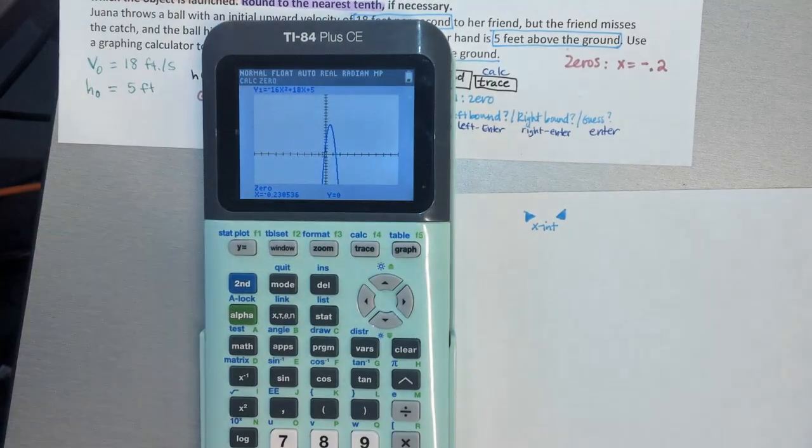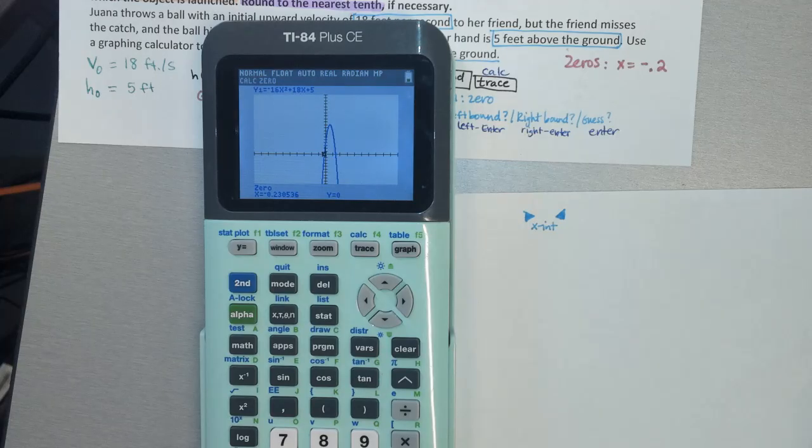Okay, and then let's try the other one now. I want you to use that and see if you can do it.